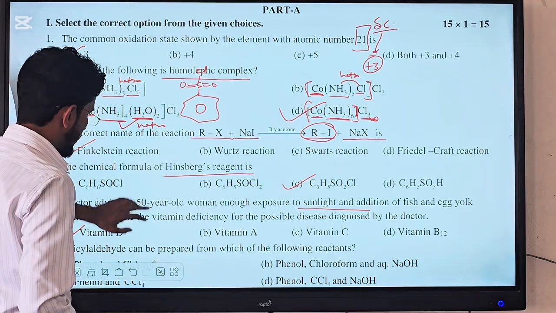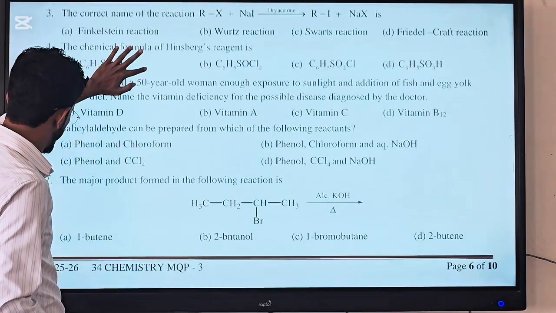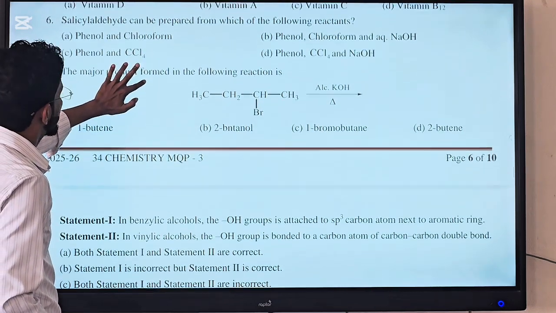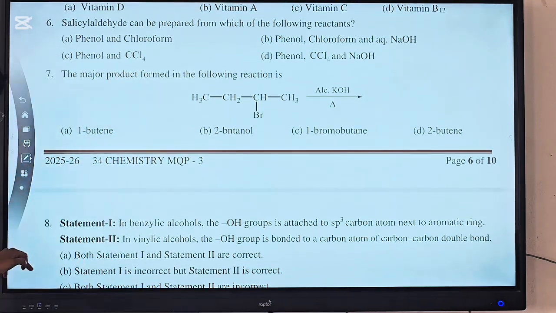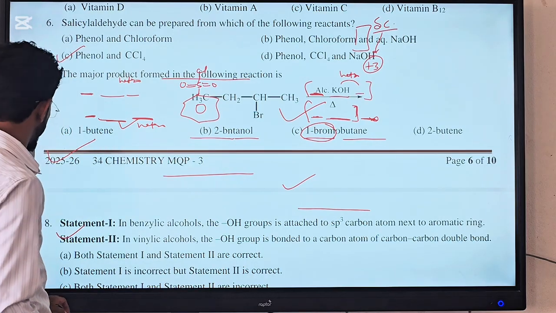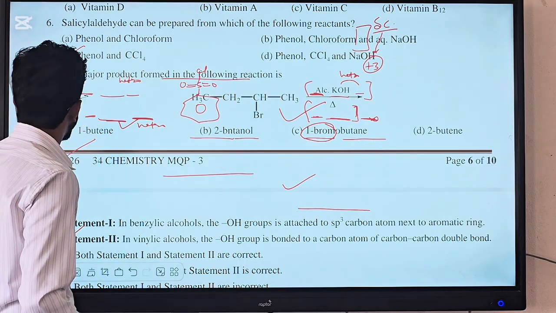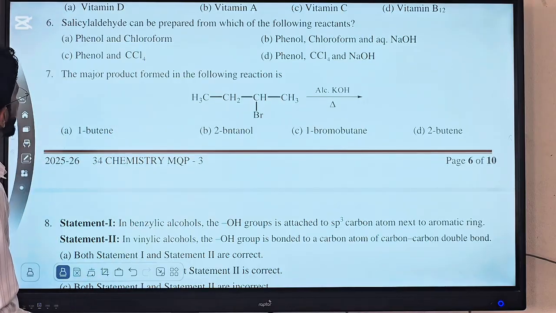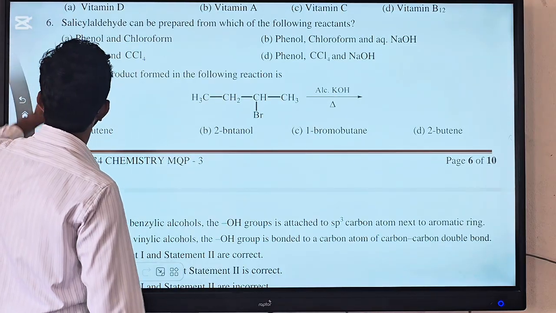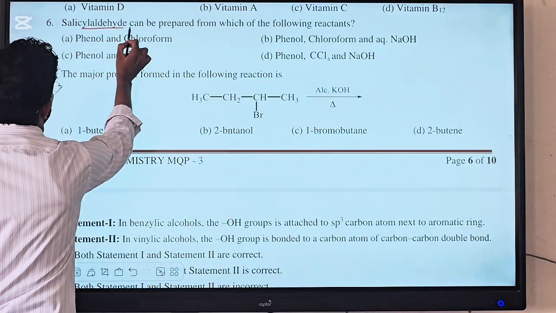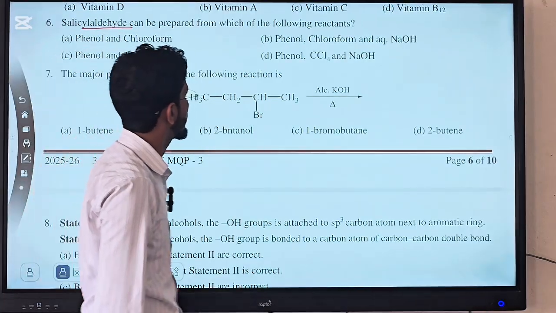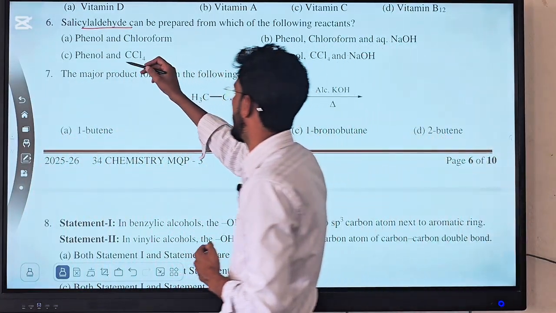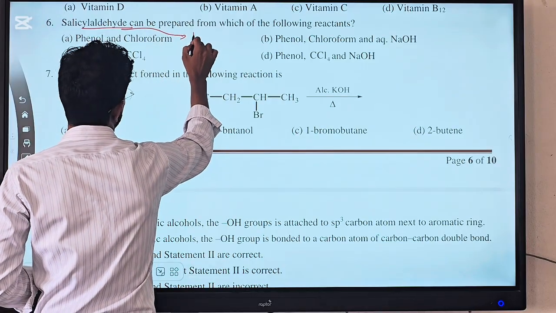Now if you see question number 6, salicylic aldehyde can be prepared from which of the following reactants? The answer: salicylic aldehyde is prepared by the Reimer-Tiemann reaction.